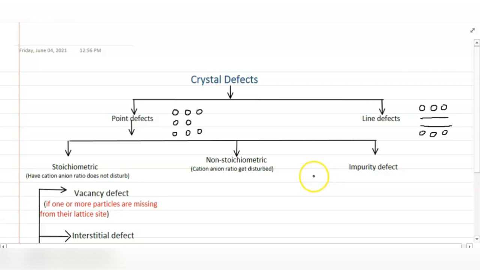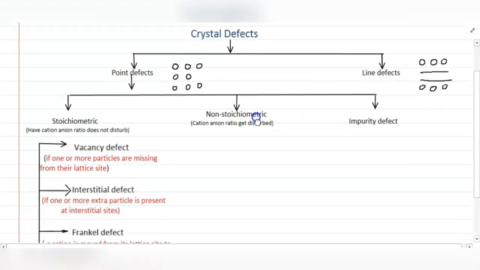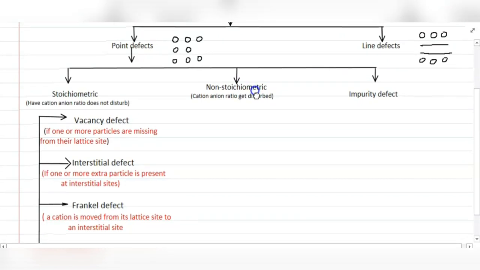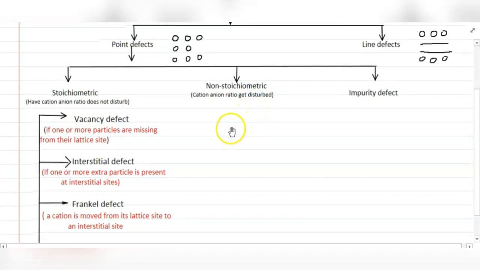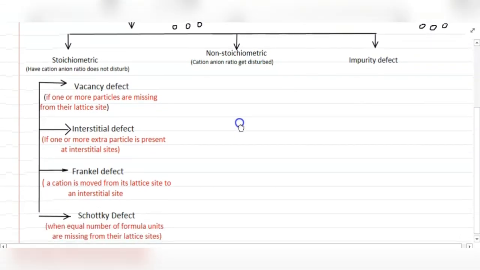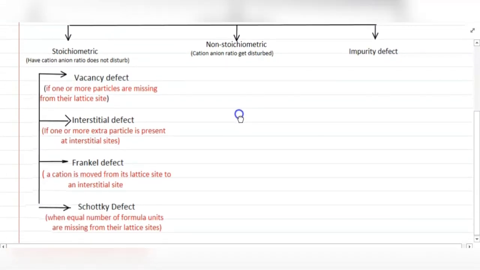If due to a defect the ratio remains the same, meaning the cation and anion ratio is the same and electric neutrality is maintained, then it is called a stoichiometric defect. So in stoichiometric defects, cations and anions remain the same, meaning the ratio between them remains the same. Let me take stoichiometric defects first. Stoichiometric defects can be vacancy, interstitial, Frenkel, and Schottky.